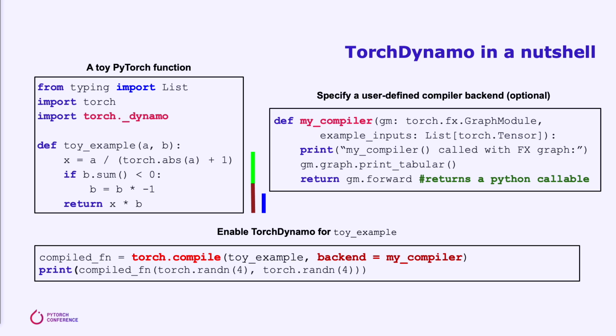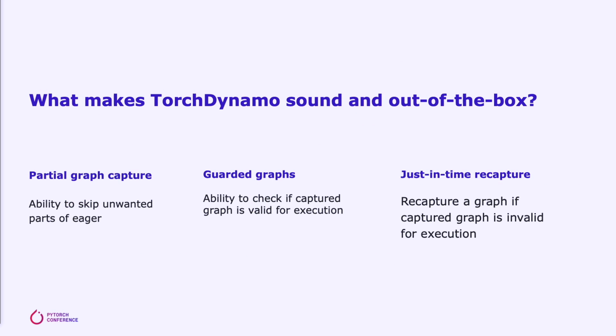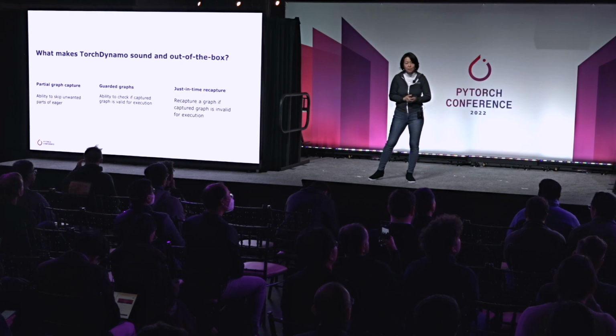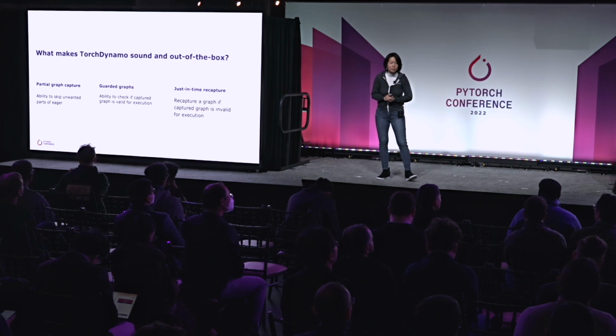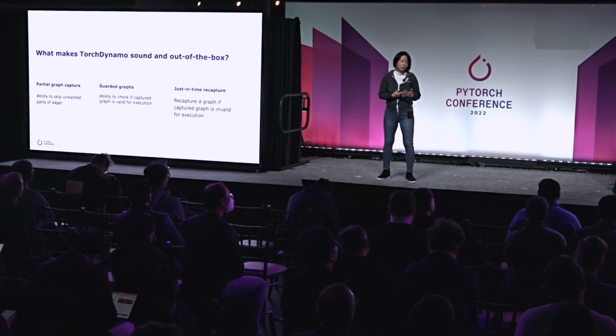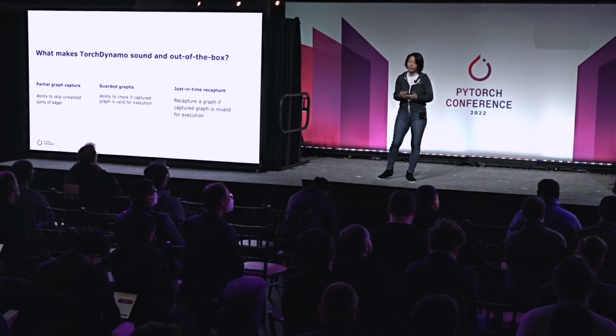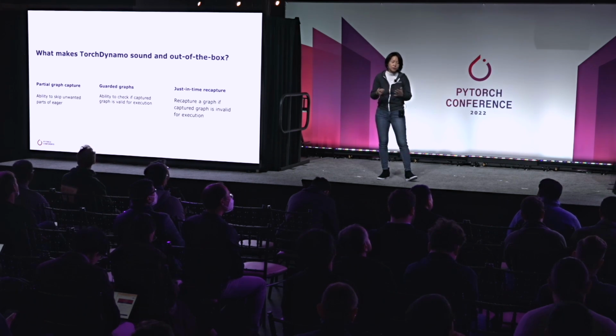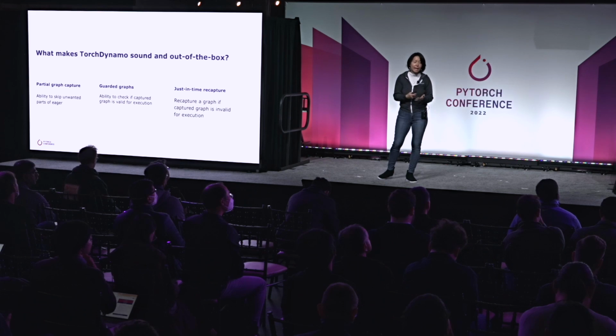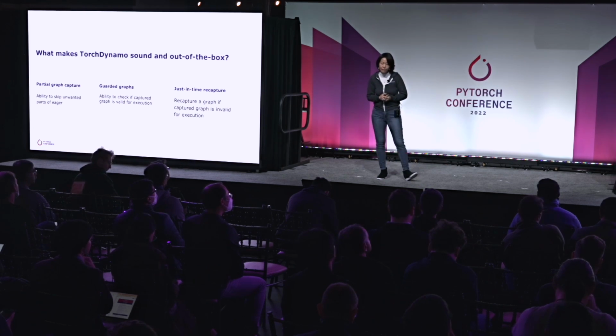So let me double-click on what makes TorchDynamo sound and out-of-box. Number one is partial graph capture. This is our ability to skip anything unwanted and then fall back to eager. With partial graph capture, we save programmers from having to shoehorn their models into what the backend compiler wants. Instead, we're simply transiting in and out between eager and the graph mode.